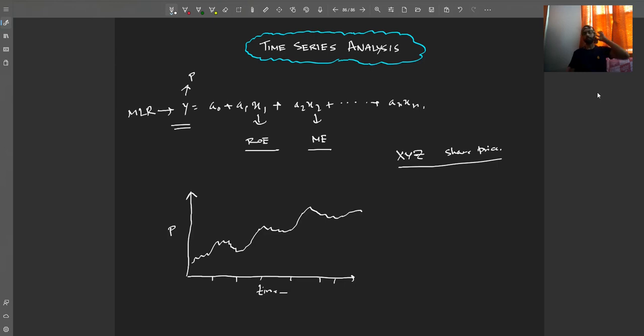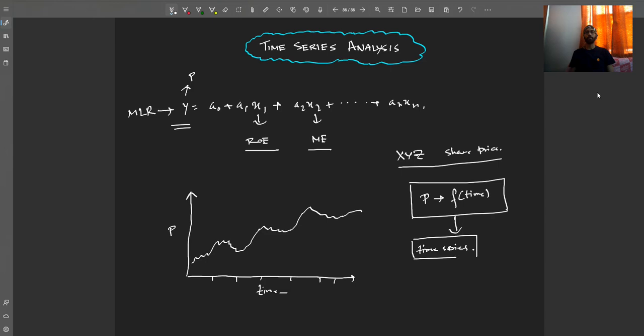Now friends, this kind of a curve is plotted against time. So here P is behaving as if it is varying with respect to time. This kind of a plotting format is called a time series format. Time series. Right friends? This is called a time series.